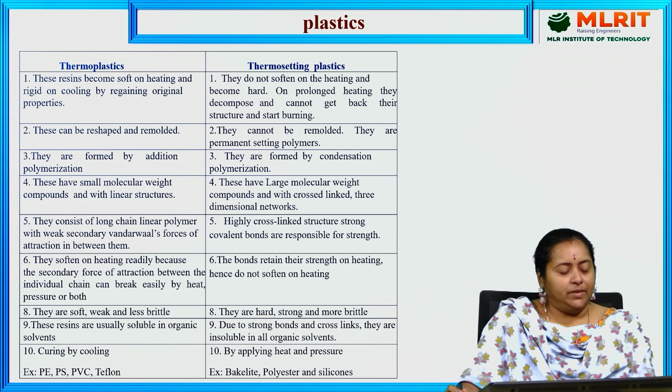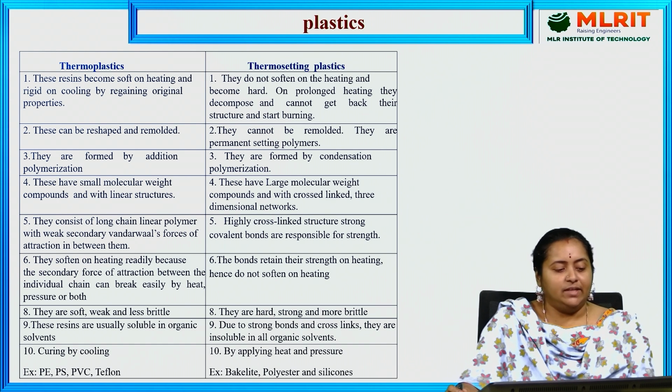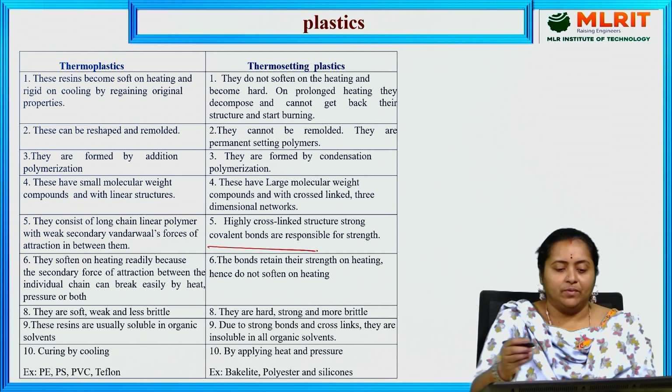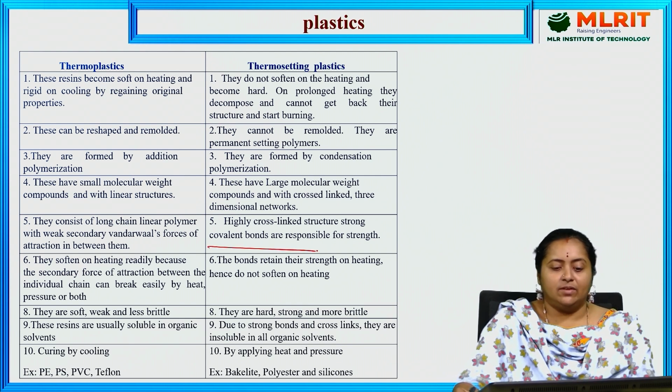And thermoplastics consist of long chain linear polymers, in which weak secondary van der Waals forces of attraction take place between the individual atoms present in the polymer backbone. In the case of thermosetting plastics, there is a highly cross-linked structure, due to strong covalent bonds present in the polymer backbone. And that cross-linking is also due to the strength of the covalent bonds that are present.